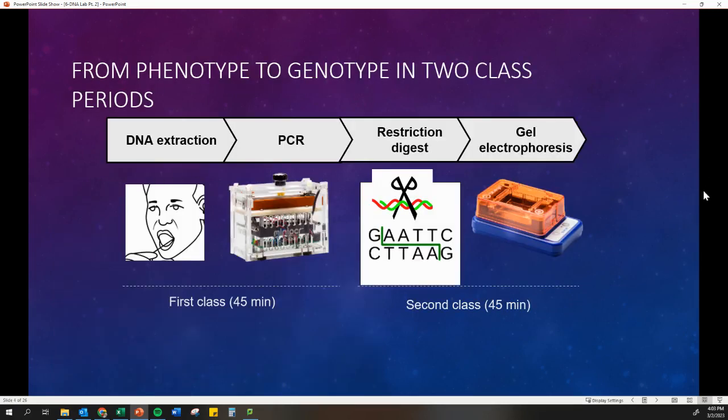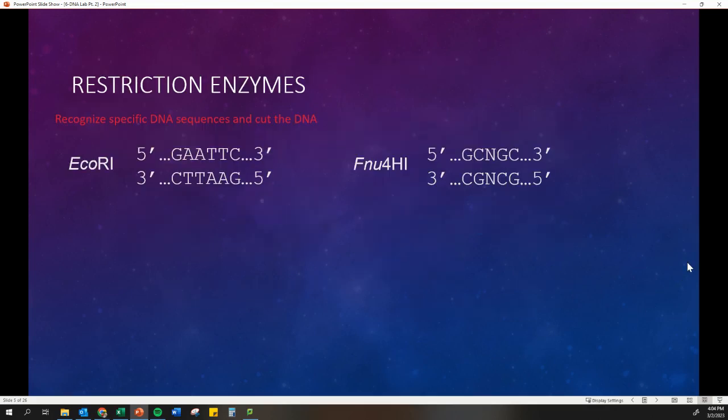Okay, so again, our big overview is that we have DNA that we extracted from our cheek cells. We then did PCR to increase the number of copies of that piece of DNA, and then we did restriction digest, and then gel electrophoresis to visualize that. So we're emphasizing the second part.